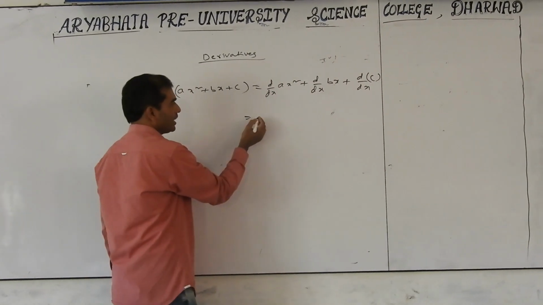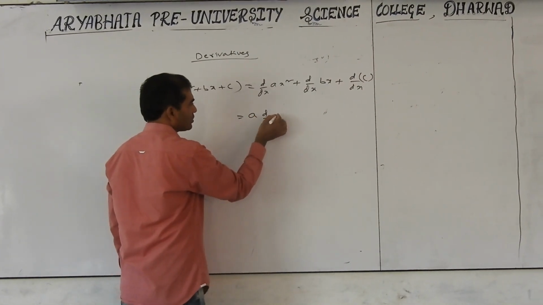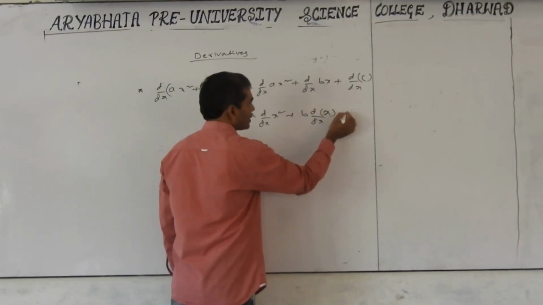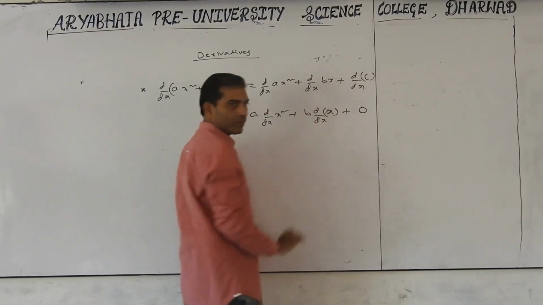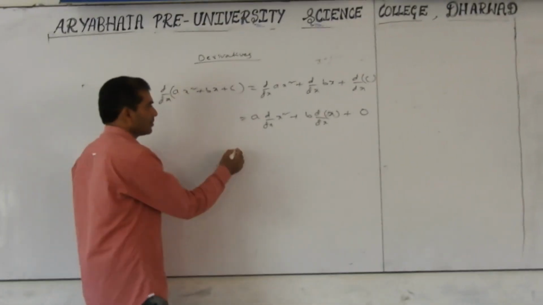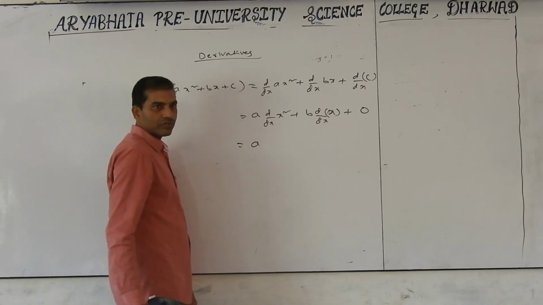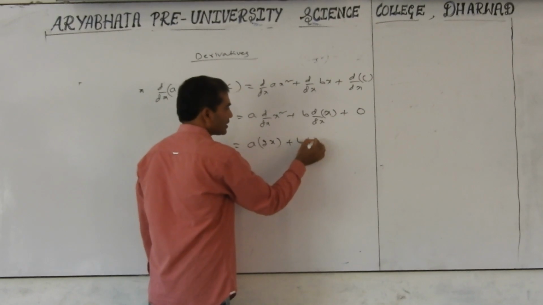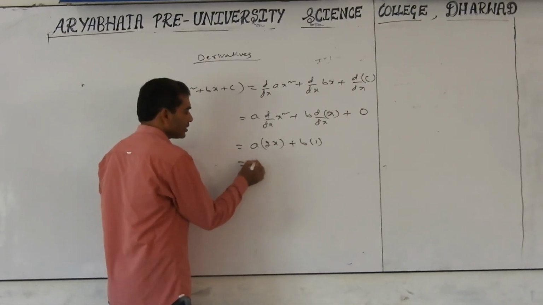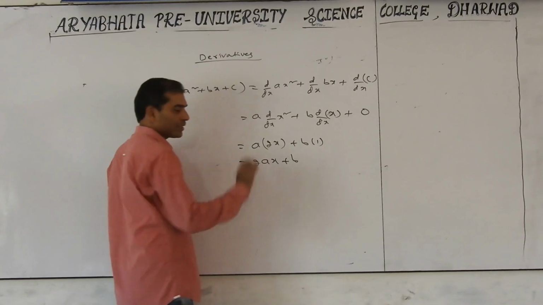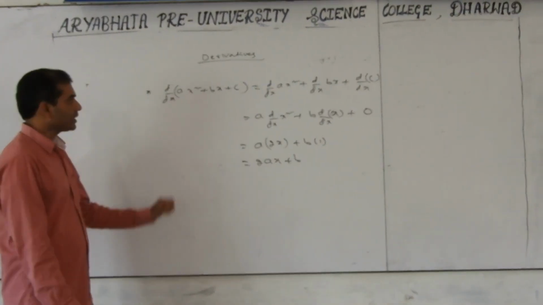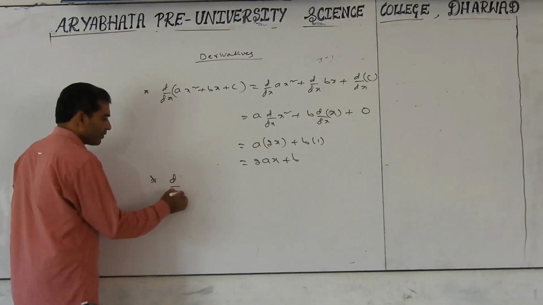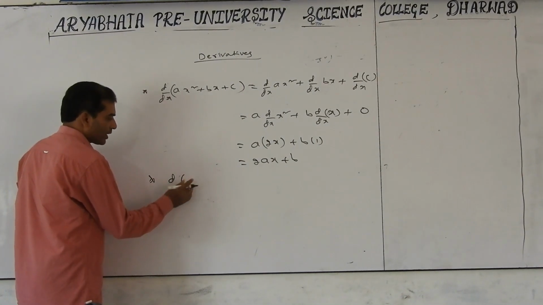In this, what is the constant? A. D by dx of x square. In this, b is constant, d by dx of x, plus the constant derivative is 0. Constant derivative is 0. A into derivative of x square is 2x, plus b into derivative of x is 1. So the answer is 2ax plus b. 2ax plus b. Okay.